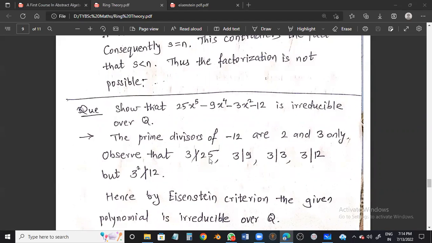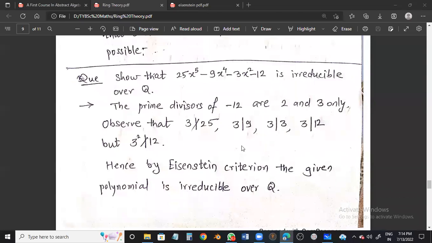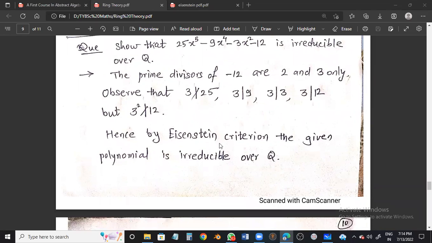3 does not divide the leading coefficient, but 3 divides all the rest. And if I take 3 square, 9 does not divide 12. So Eisenstein's criterion fits over here, and we can directly decide that the polynomial is irreducible over Q. So I suppose you followed me.